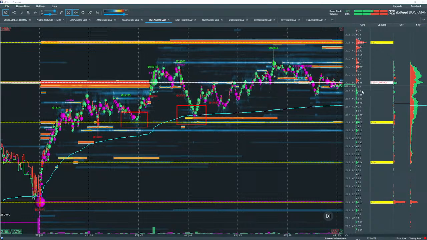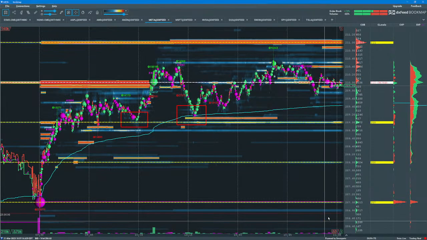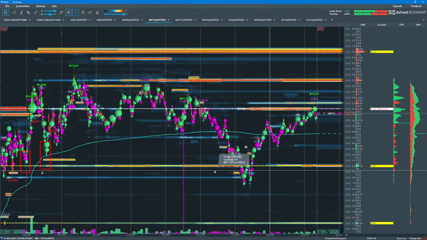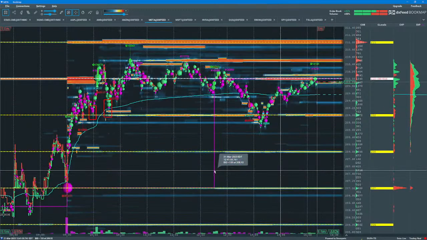207 call wall, Gamma Strike, and note all the liquidity at that level. Those are passive sell orders and act as a magnet for price. Buyers seek sellers. Zoom back out to the full chart, and that level has acted as resistance today.